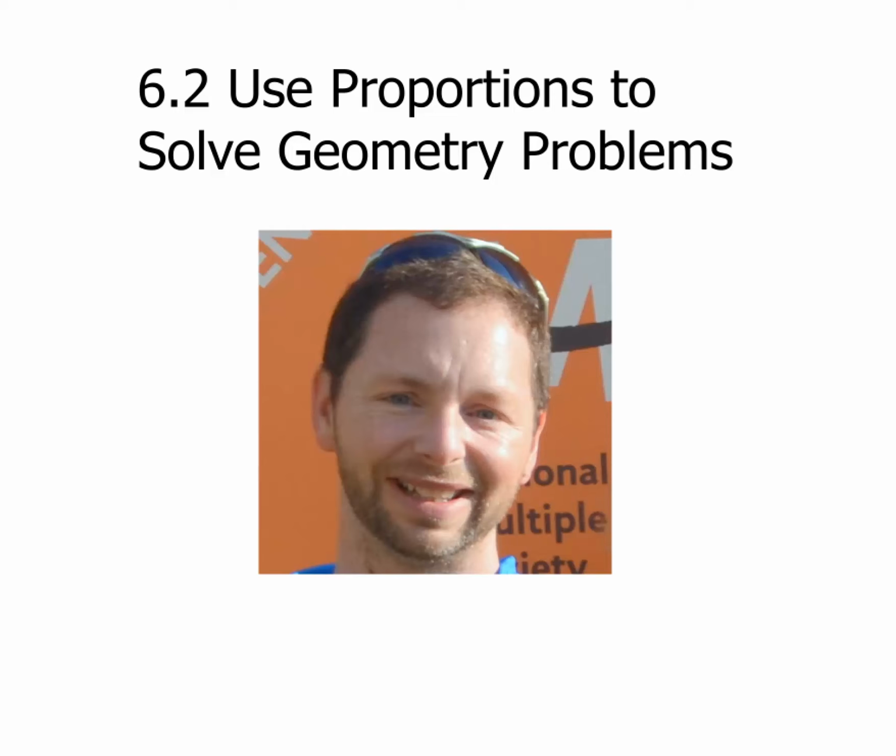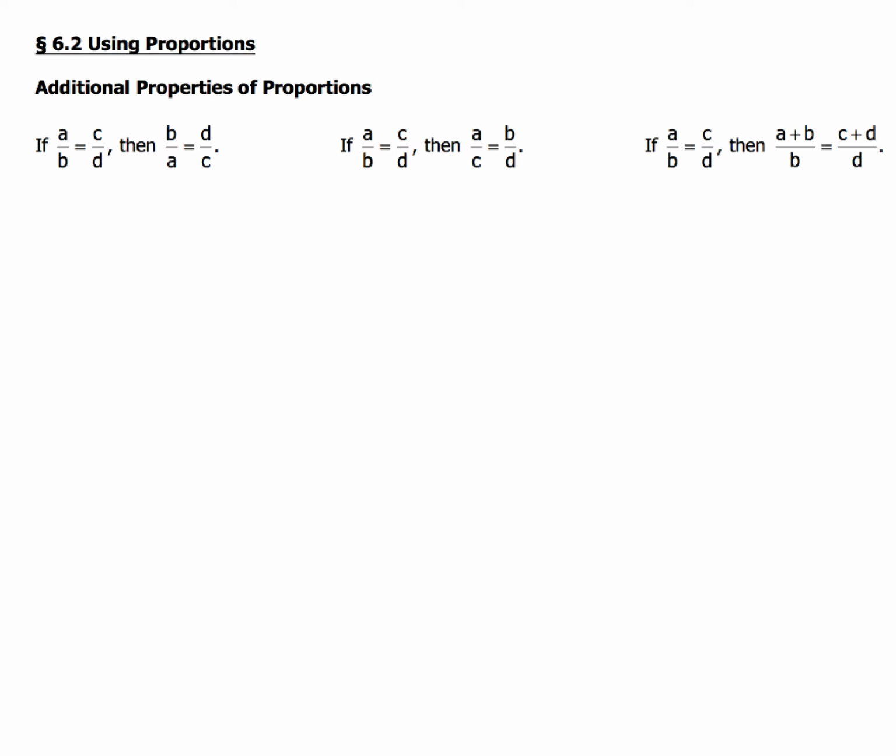Alright, today in section 6.2, we're going to use proportions to solve geometry problems. But before that, let's recap a little bit of what we did last time. In that section, we learned about cross products. So if you had A over B equals C over D, then you could take these two, B and C, multiply them together, and they're going to be equal to the product of the other two, A times D. So that's what we learned last time.